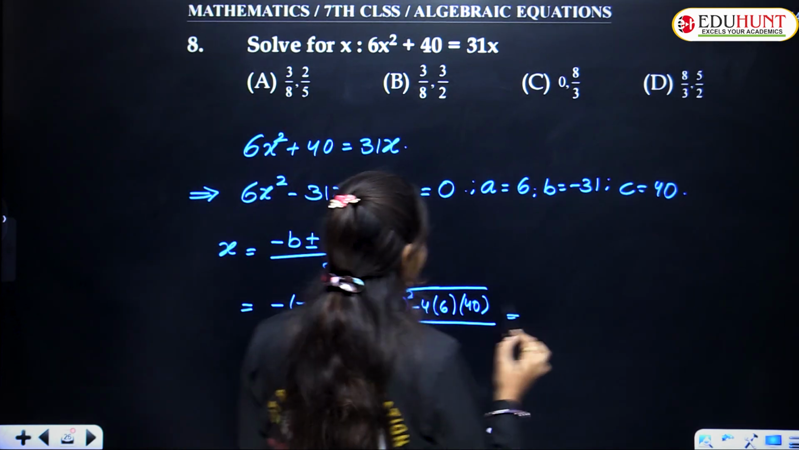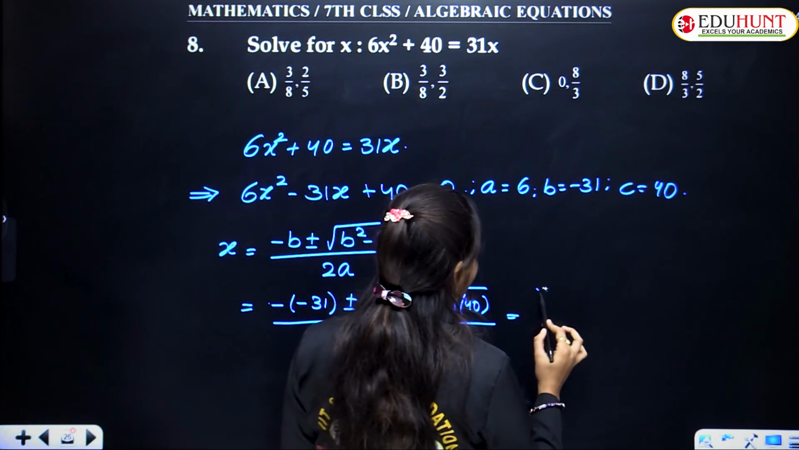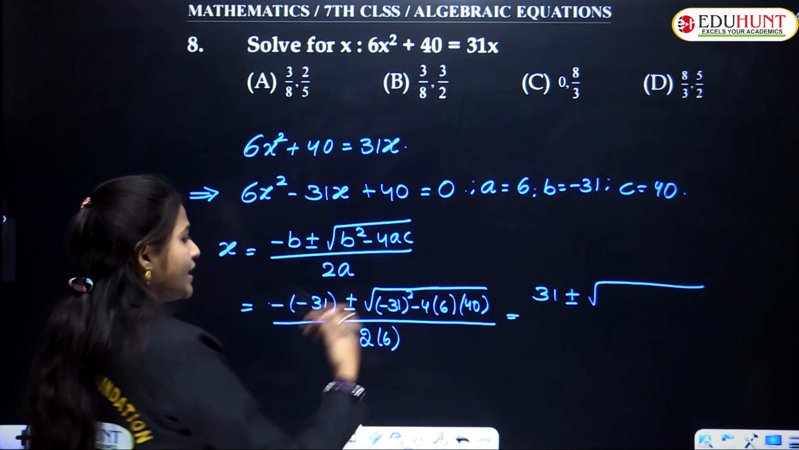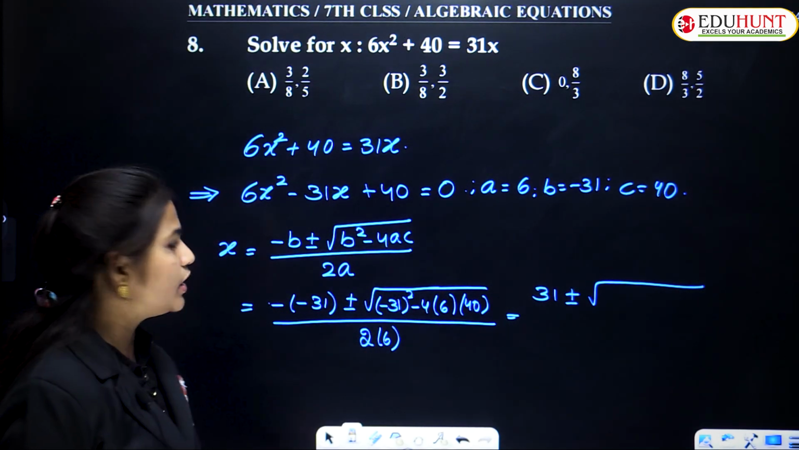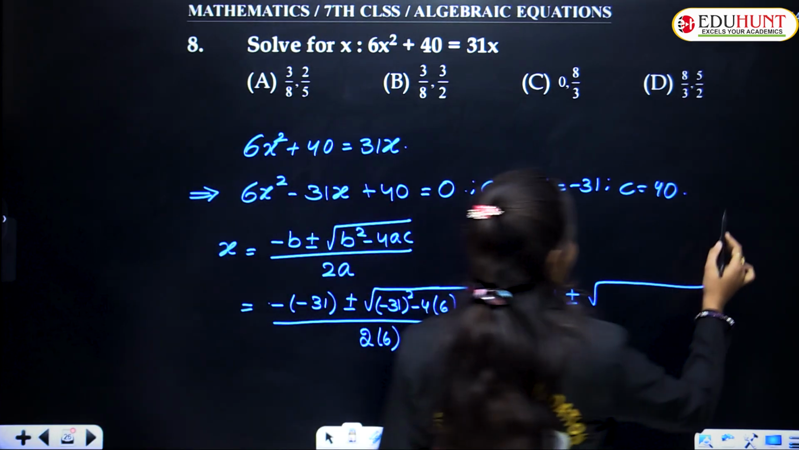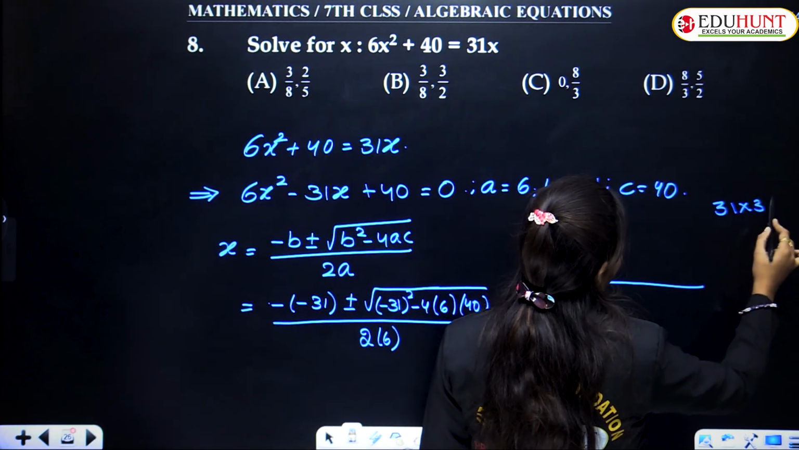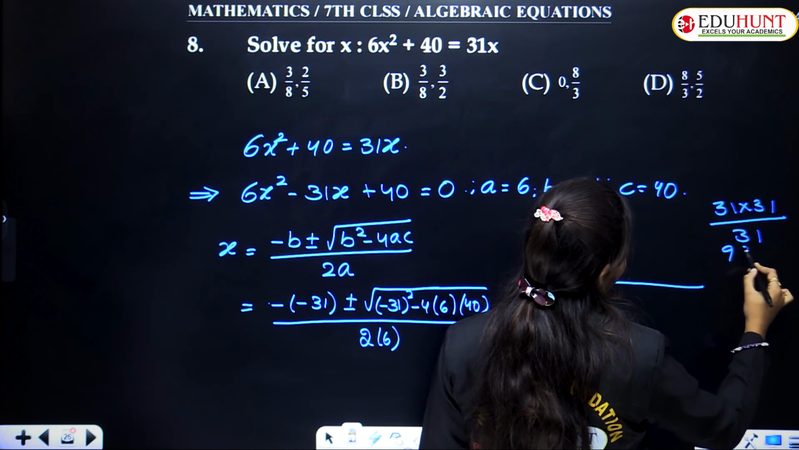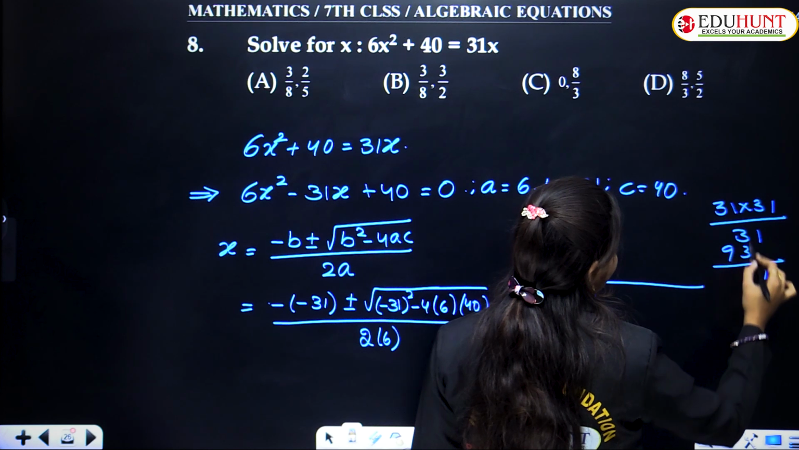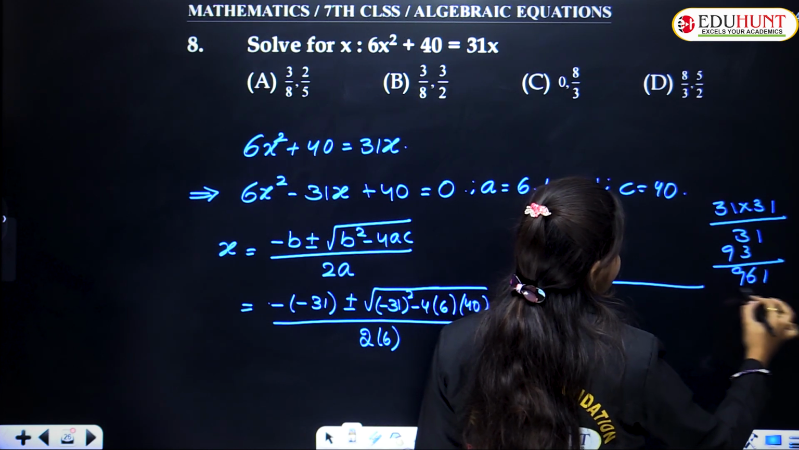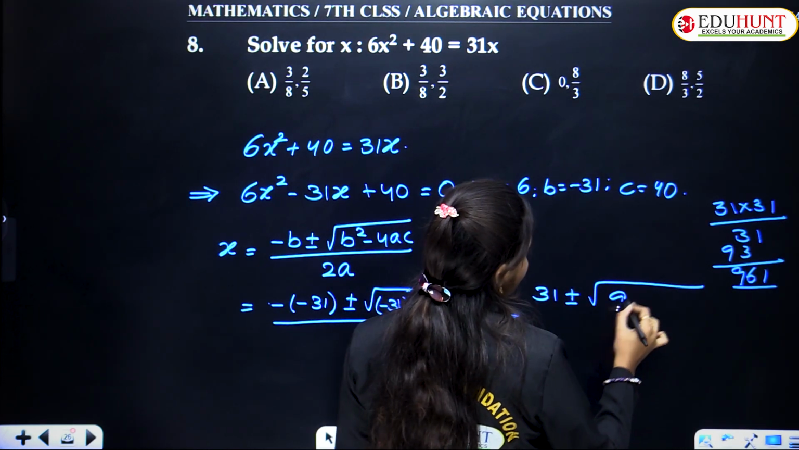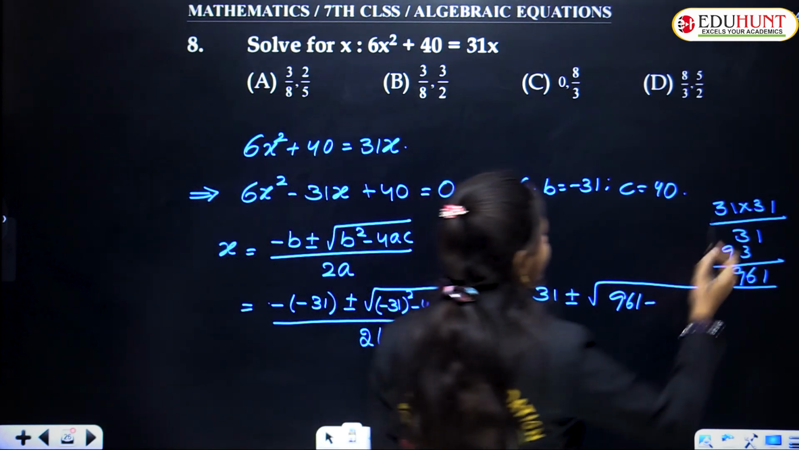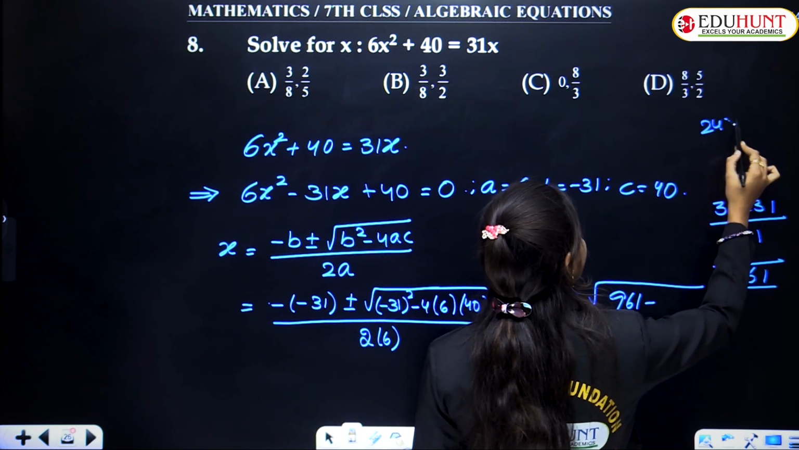So minus into minus is plus 31, plus or minus square root of, here minus 31 squared is positive only. So 31 into 31, how much will you get? 1 into 31 is 31, 31 into 3 is 93, so that is 961. So 961 minus 4 into 6, that is 24, so 24 into 40.